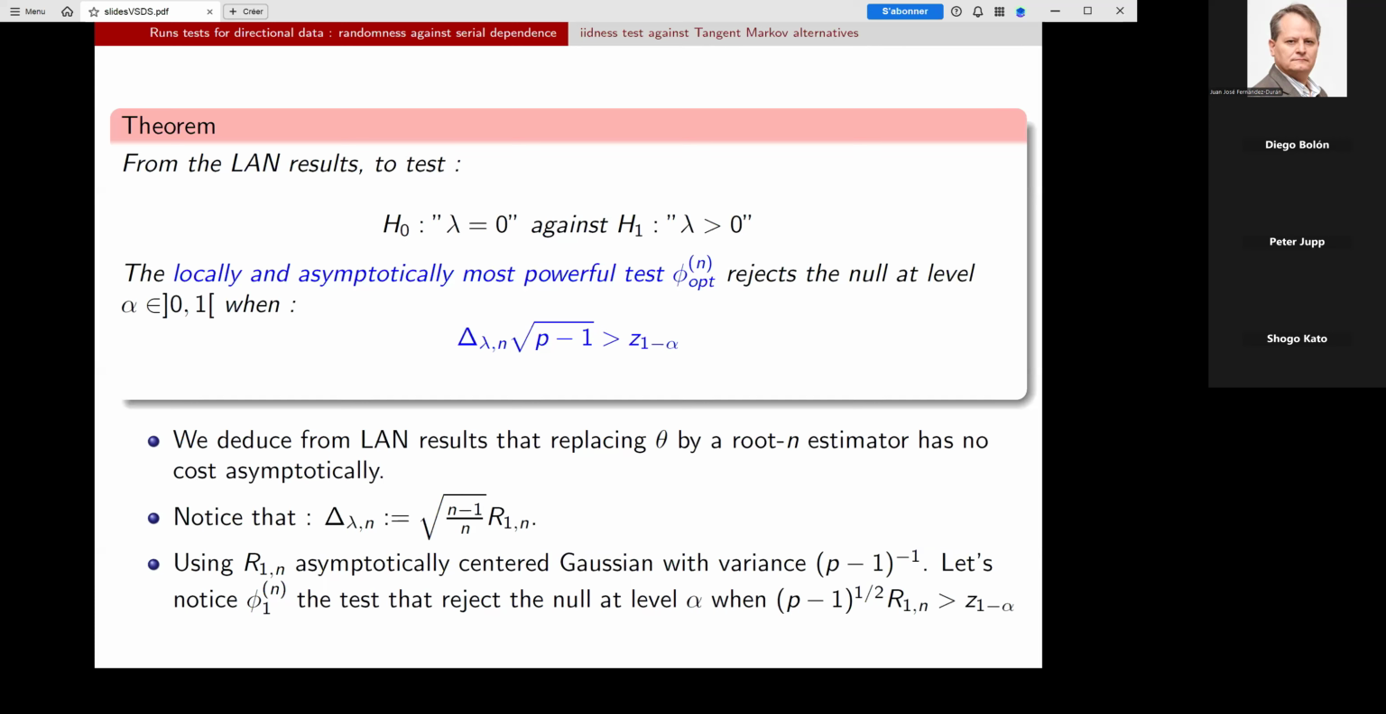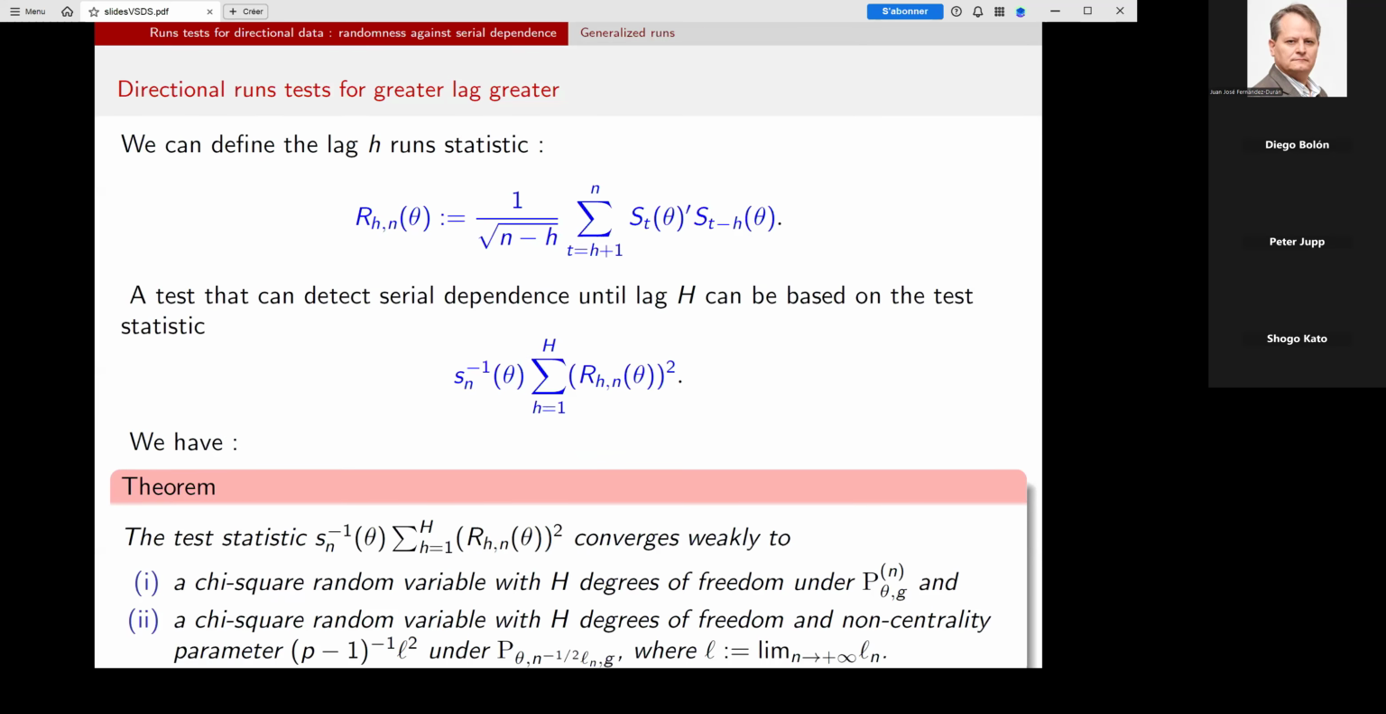Here you have the results for lag one, so you can detect the serial correlation of lag equal to one. But of course, you may want to detect a serial correlation of lag equal to 2, 3, let's say 8. For this, we define the run statistic for a lag equal to h, R_h^n. It's obviously the same: you are just looking at the angle between S_t and S_{t-h}.